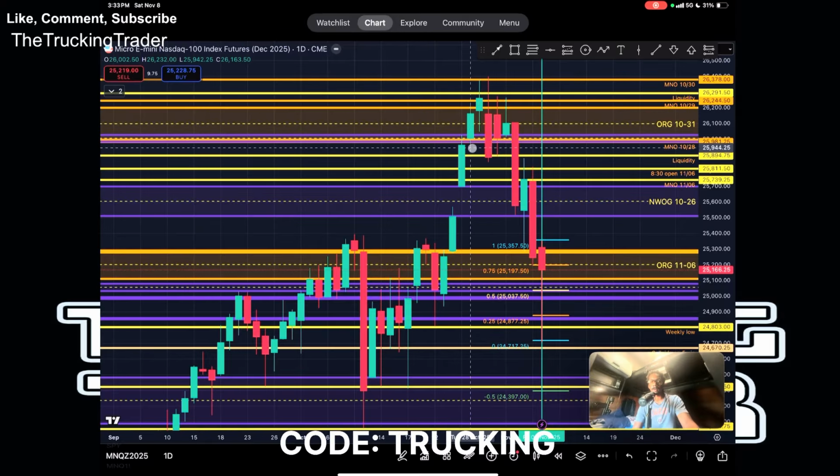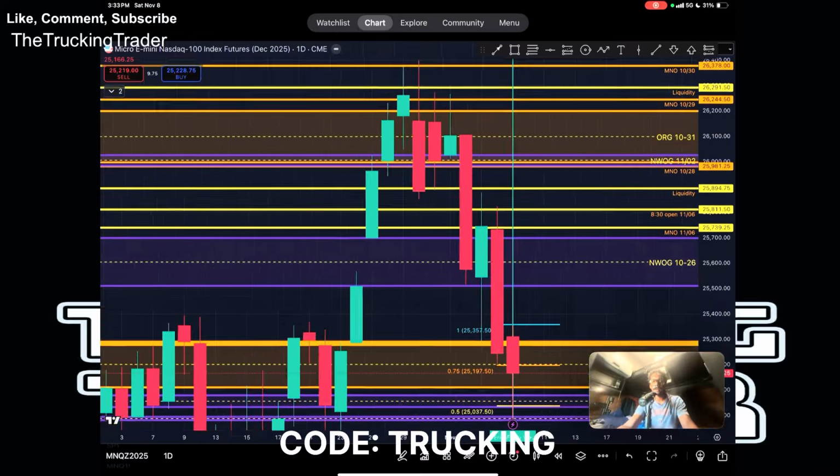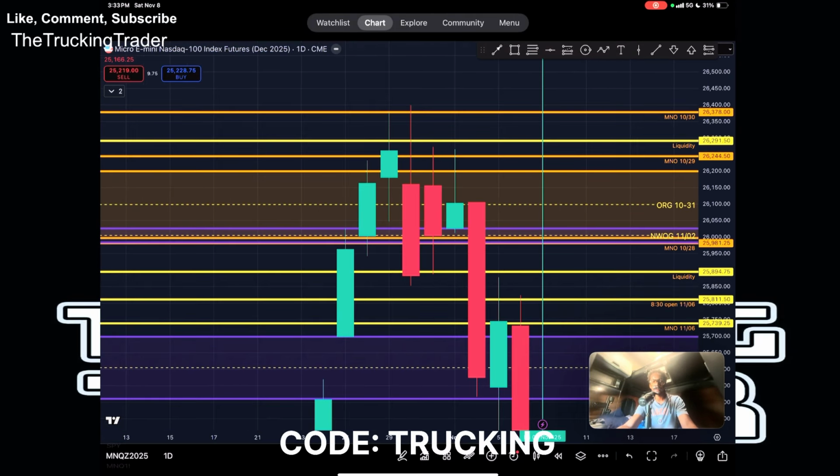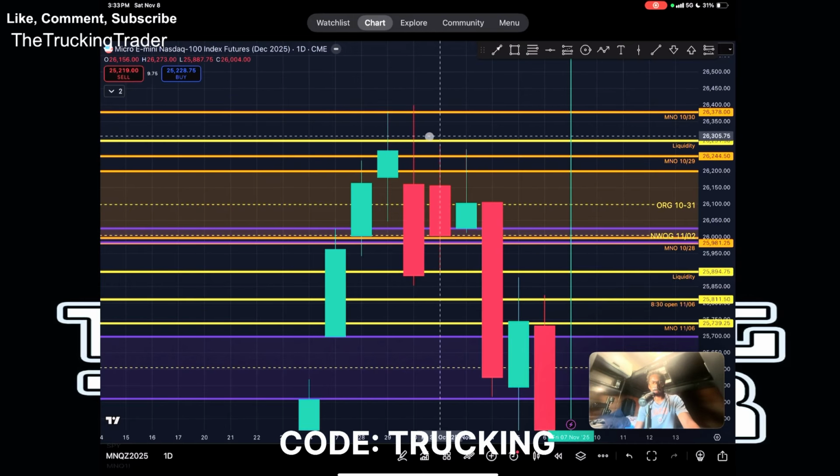We made a high. At first we were moving up, then we swept liquidity. We had a big candle close below, right? This became a bearish engulfing candle on the daily, right? Let me zoom in for you guys. This candle right here became a bearish engulfing on the daily time frame.